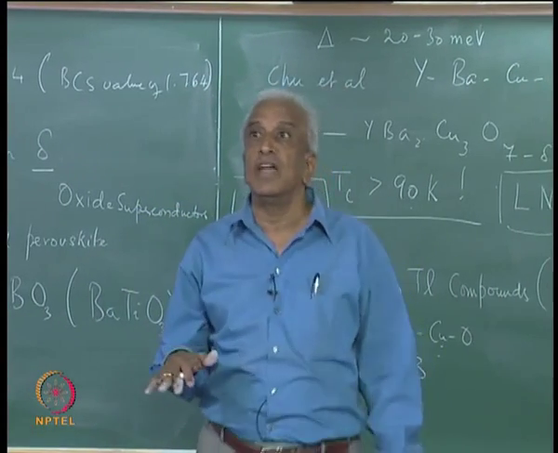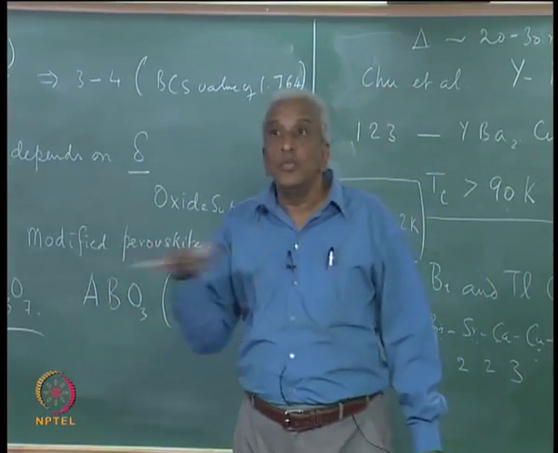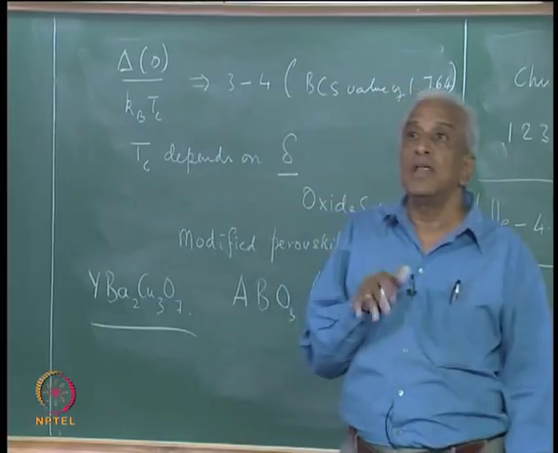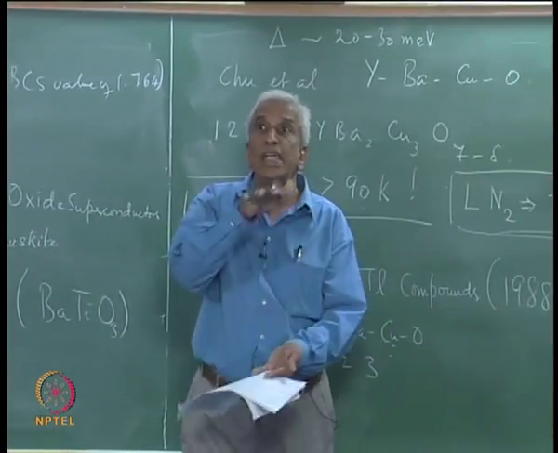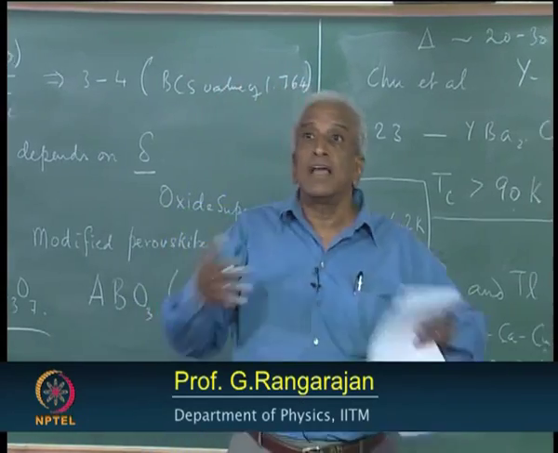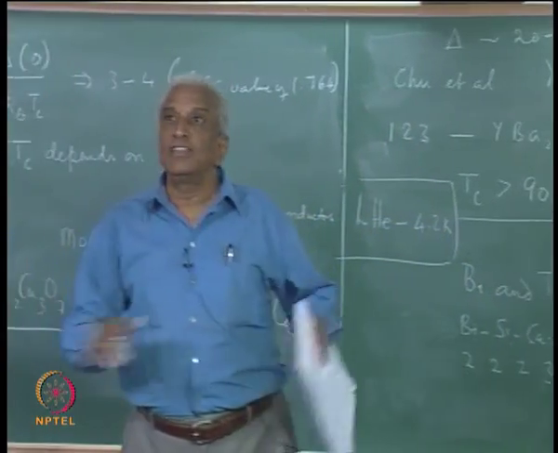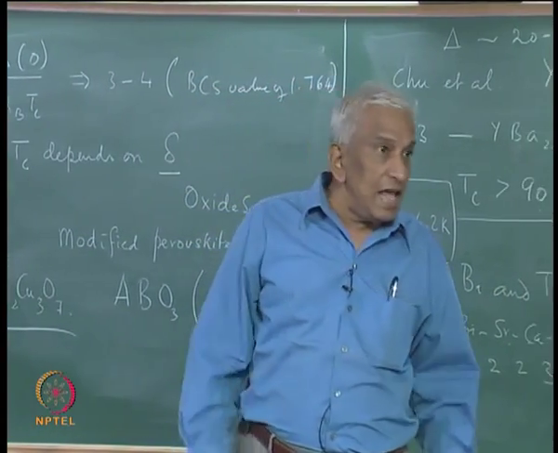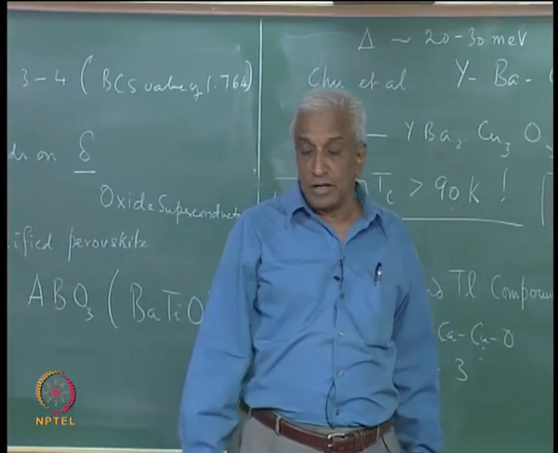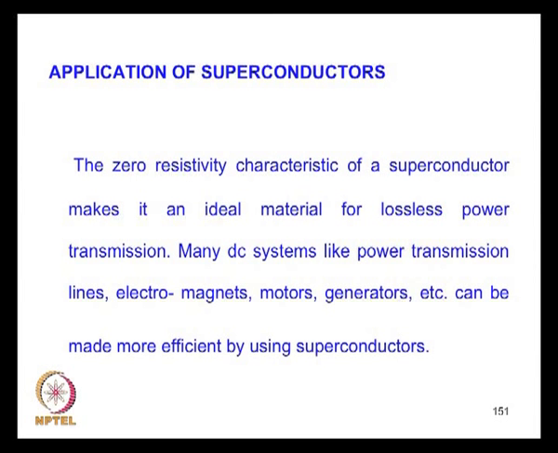The copper oxygen ion layers form conducting layers. So, you have a kind of quasi 2-dimensional charge transport. These copper atoms are responsible for the superconductivity. The barium or yttrium oxygen layers form insulating layers between these conducting planes. The charge carriers in the conducting layers form Cooper pairs, which move freely without getting scattered. Due to the layered structure, the oxide superconductors are strongly anisotropic. So, that is the basic crystal structure.